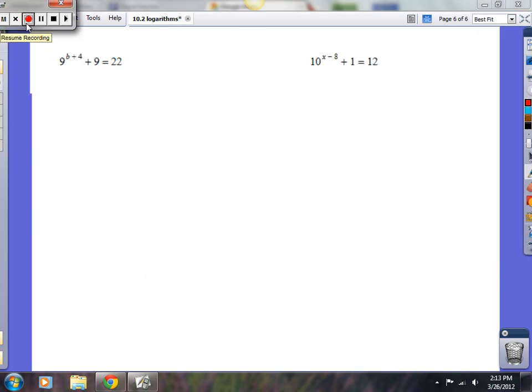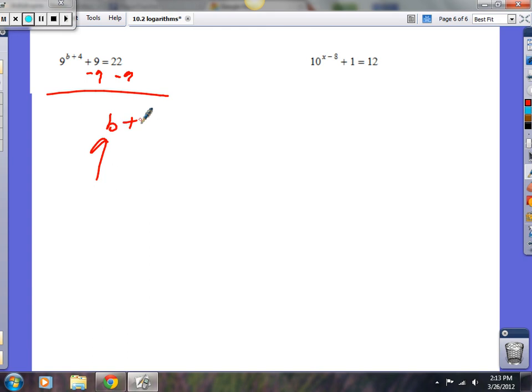What does your instinct say to do first? You need to solve for b. What do you want to do very first? Let's subtract 9 from both sides. Minus 9, minus 9. So you're going to have 9 to the b plus 4 power equals, what's 22 minus 9? 13. Now what does your instinct want to do? Can you get the same base? This base is a 9. This base is a 13.